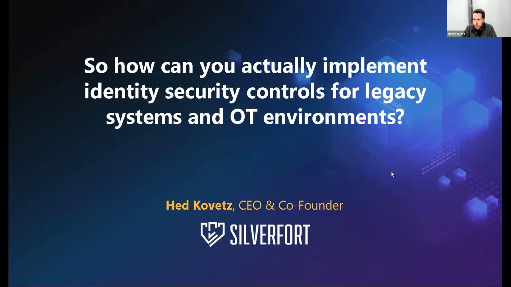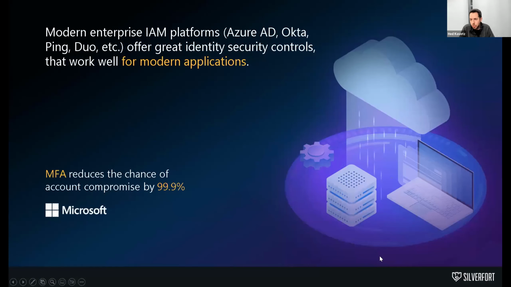So Stuart provided a great overview of some of the challenges, what are the requirements, but as we all know, achieving secure authentication and identity and access controls in these environments is technically complex. So let's discuss some of the solutions available and how do we extend them to these environments. As I'm sure you all know, there are many great identity security solutions out there. Things like Azure AD, Okta, Ping, Duo. We actually partner with all of them.